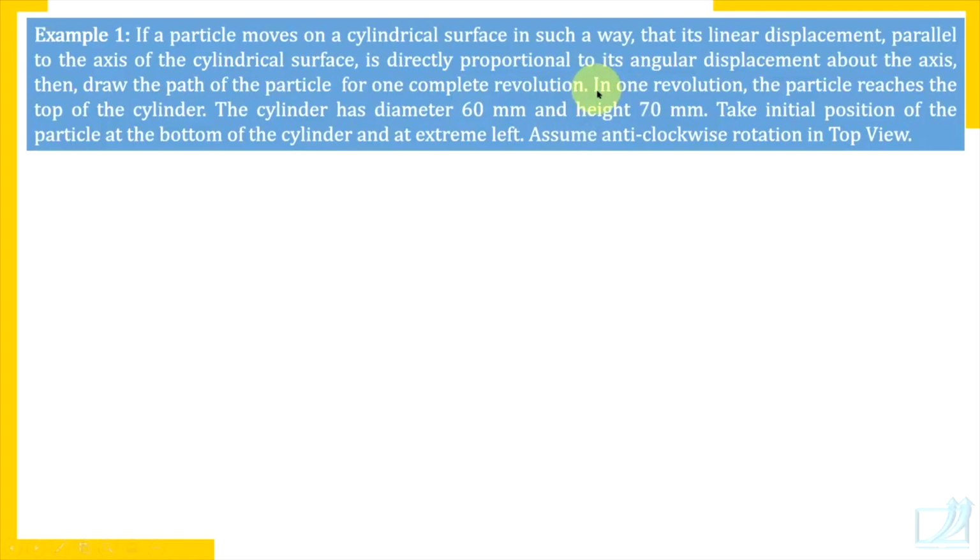Let's proceed. In one revolution, the particle reaches the top of the cylinder. The cylinder has diameter 60 mm and height 70 mm. Take initial position of the particle at the bottom of the cylinder and at extreme left. Assume anti-clockwise rotation in top view. Okay, first of all, there is a cylinder. So we should draw that cylinder of diameter 60 and height 70. So we'll draw vertical cylinder. So in the top view it's circle, and in front view it appears a rectangle of height 70, and circle should have diameter 60 mm.